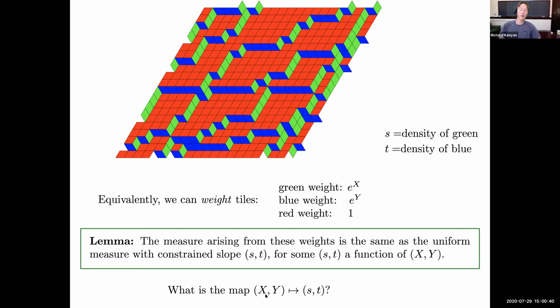So how do I get from the two variables, capital X and capital Y, to the slope variables, S and T? So these are called the magnetic field coordinates or electric field coordinates, X and Y, and these are the slope variables, S and T.